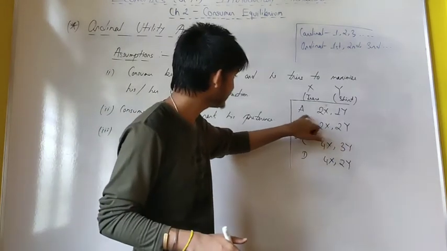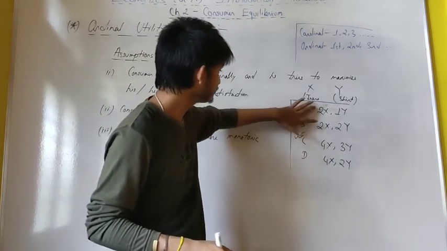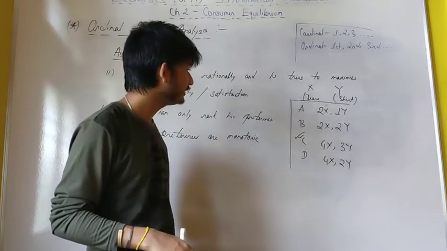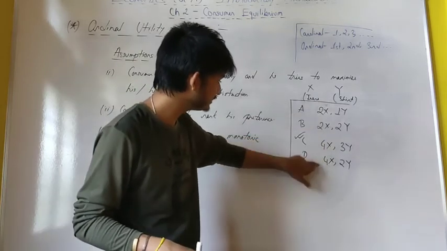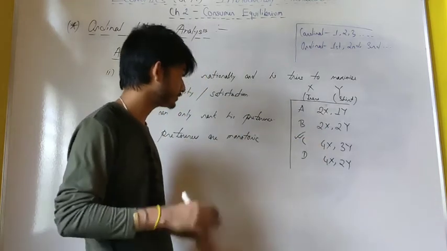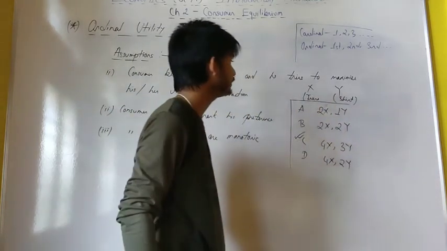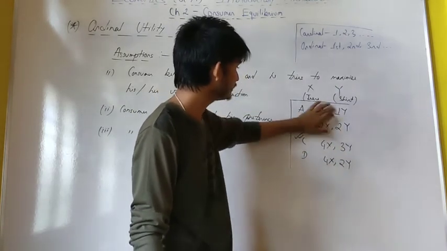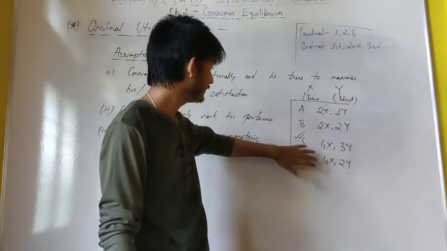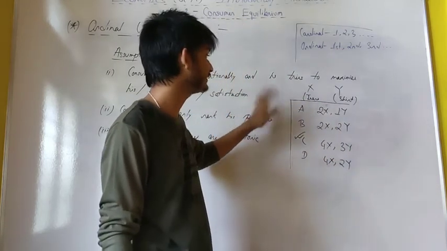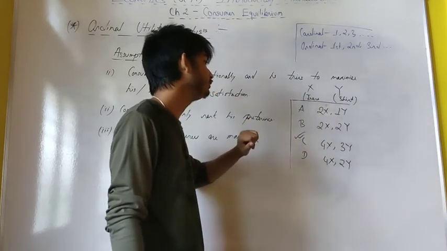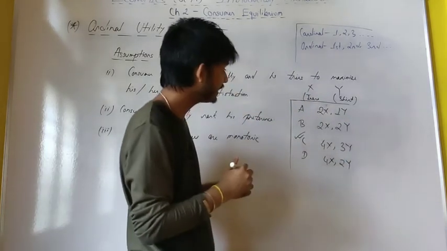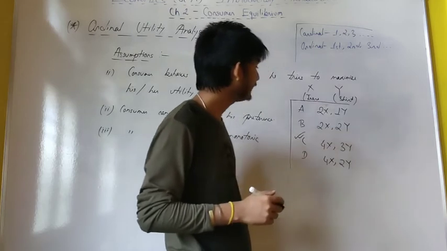First, let's take the X. The first 2 combinations definitely I will not choose, because these 2 are giving me only 2 units of X, but in these 2 combinations I am getting 4 units of X. Okay, now let's shift to the Y commodity. Here only 1 unit and 2 units, definitely we will not choose. At first we have discarded them on the fact that these are giving only 2 units of X, but here we are getting 4 units of X.